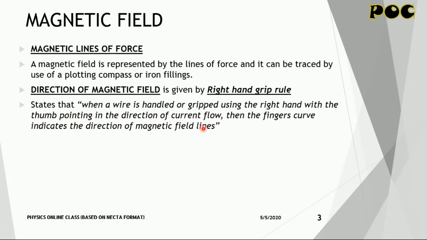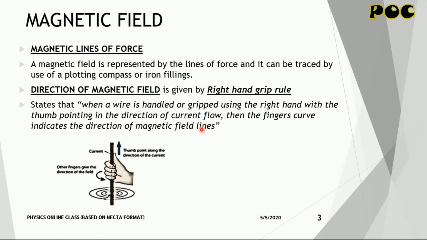The meaning of this rule is indicated in this diagram. Assume you hold a wire or a conductor using your right hand as indicated here, and your thumb is pointing in the direction where the current is going. Here the current is going upward. Then your curling fingers will show the direction of the magnetic field. Now, if it is a straight conductor like this one, the magnetic field will move in the direction indicated in this diagram.